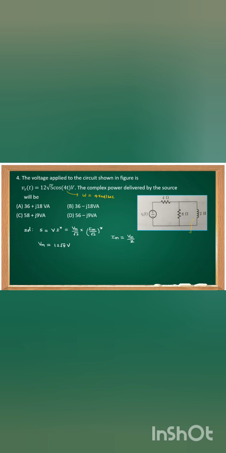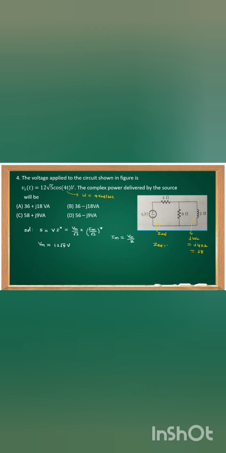Yes. You have to calculate jωL, the inductive reactance, XL equal to jXL. I am calculating jωL. Omega is 4 radian per second, inductance is 2, so that is j8. I have to calculate the equivalent impedance here.